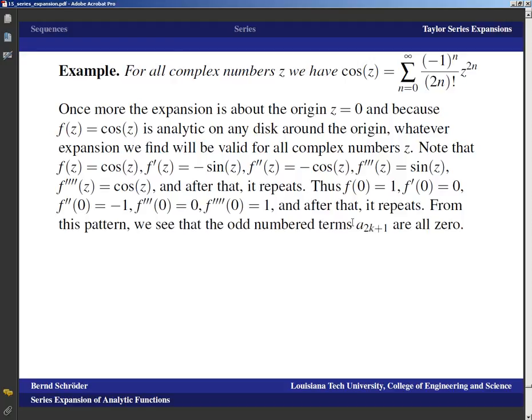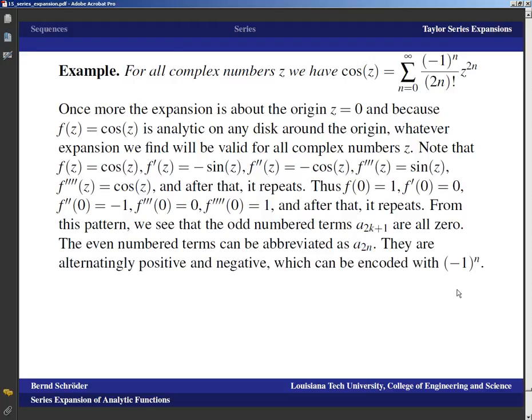So now we just have to find a pattern, and from this pattern we're seeing that the odd number terms are all 0, right? The first term is 0, the third term is 0, the fifth term is 0, and that's because the odd number terms are either plus or minus sine of z, which is 0 at 0. Okay, the even number terms we can now abbreviate as a2n, that way we automatically indicate that the index is even, and they are alternatingly positive or negative, and that can be encoded with a negative 1 to the n.